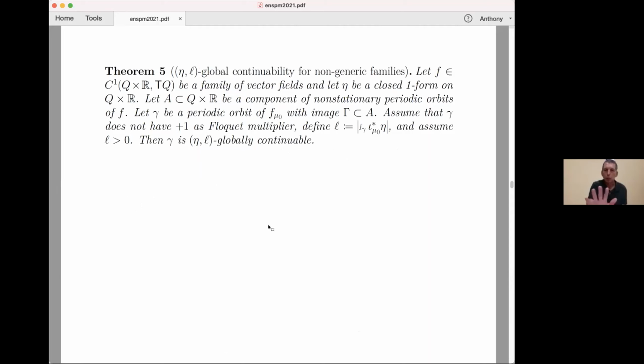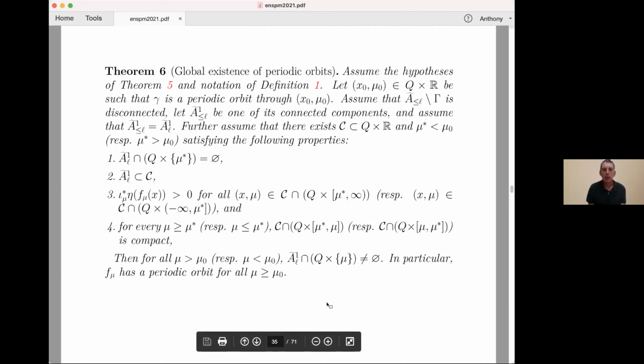You have global continuability for these non-generic families. So if F is a family of vector fields and eta is a closed form, if A is a component of non-stationary periodic orbits and gamma is a periodic orbit with an image inside A, as long as gamma does not have a Floquet multiplier, and if you define L greater than 0, you can show that you do get this global continuability. It's sort of a technical thing, but it leads to the main results. So the first thing is you can show that under these hypotheses, you can, in fact, get global existence of periodic orbits.